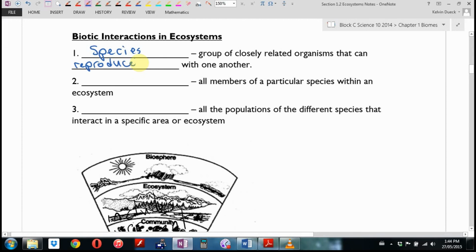What word do you remember from the video that we used for all the members of a particular species within an ecosystem? It began with the letter P. Population. What about if we were looking at populations from more than one species? What did we call all of the populations of different species that interacted? Community.